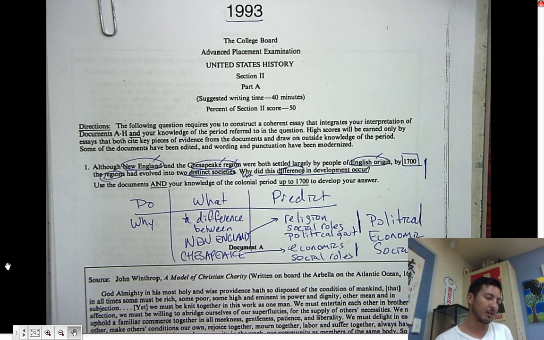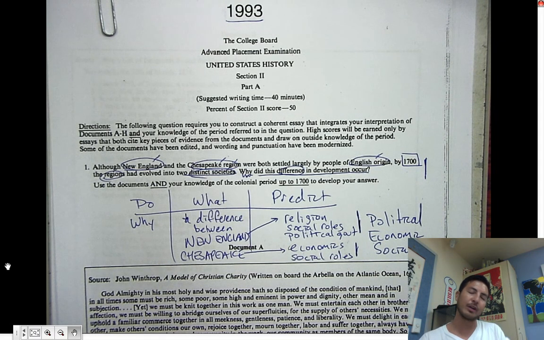Whenever I read this, I'm going to say, hey, was this political, economic, and social, and why? Now, an awesome AP student and an awesome AP thesis will take this a little bit further. They won't just say political reasons. They'll say political reasons, and they'll actually group a couple ideas into those reasons. That's going to be your challenge today.